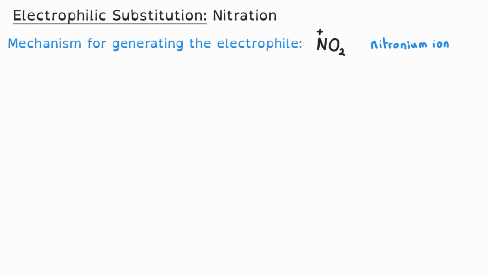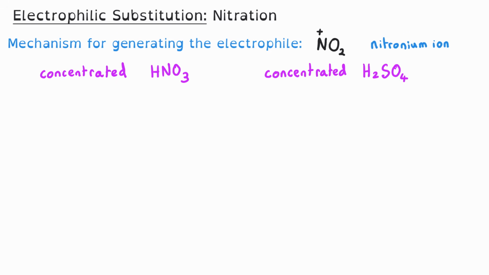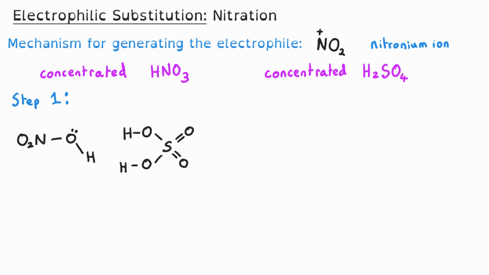In addition to knowing how the electrophilic substitution mechanism occurs, you also need to know the mechanism for the generation of the electrophile, the nitronium ion. And this is formed through a reaction between concentrated nitric acid and concentrated sulfuric acid, and it takes place over 2 steps. The first step is the reaction between the nitric acid and the sulfuric acid, where the nitric acid uses one of the lone pairs on the oxygen atom that has the hydrogen attached, and it actually attacks one of the 2 hydrogen atoms of the sulfuric acid.